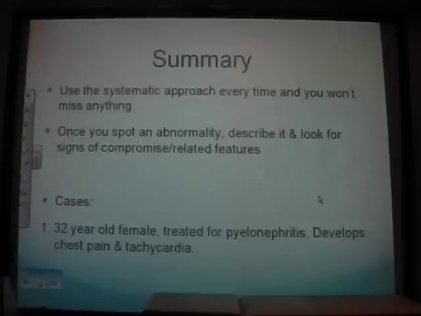So if you see someone who's got a tachycardia, for example, for whatever reason, SVT, have they got signs of compromise? So are they now ischemic? If they've got AF, can you look for related features of AF, such as digoxin toxicity and that kind of thing? So I've got a few examples I thought that we could go through.